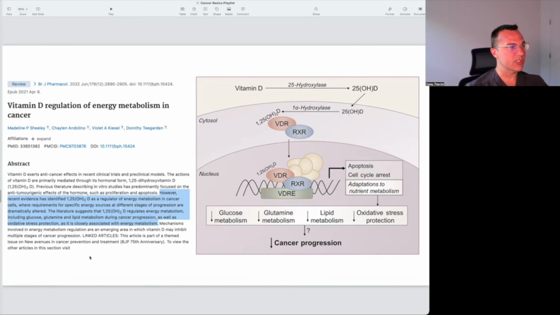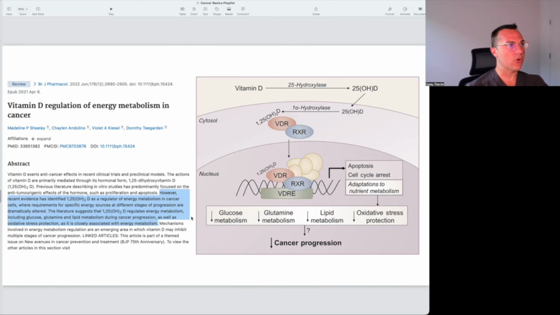And I highlighted this portion of the abstract where it says, however, recent evidence has identified 1,25-hydroxy-vitamin D, or calcitriol, or activated vitamin D, as a regulator of energy metabolism in cancer cells, where requirements for specific energy sources at different stages of progression are dramatically altered. The literature suggests that 1,25-hydroxy-vitamin D regulates energy metabolism, including glucose, glutamine, and lipid metabolism during cancer progression, as well as oxidative stress protection, as well as is closely associated with energy metabolism.